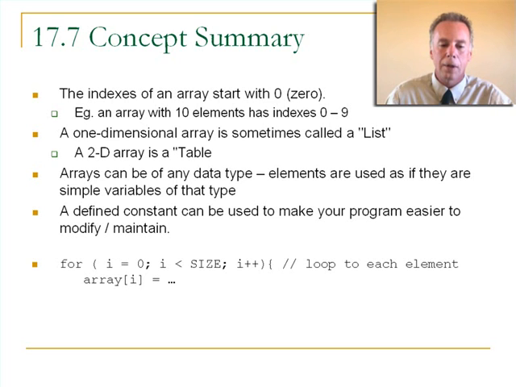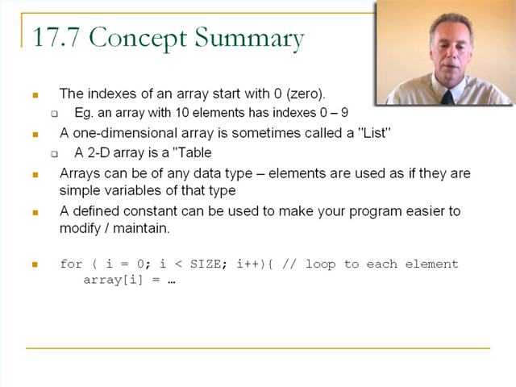And arrays can be of any data type. So the elements of the array can be of any data type that you choose, but the indexes into the array are always positive integers. So you don't have the 2.5 element and so on. The data type of the index is different sometimes from the data type of the elements themselves.